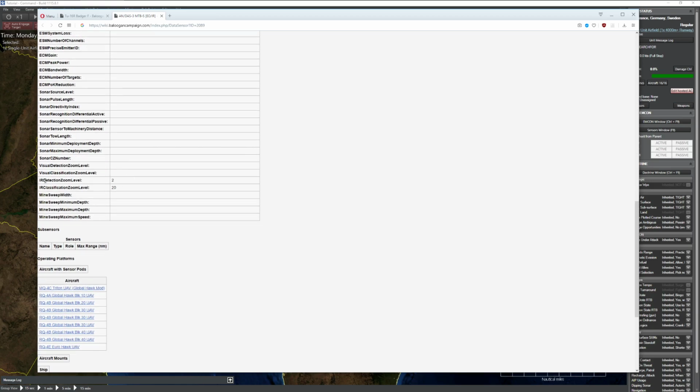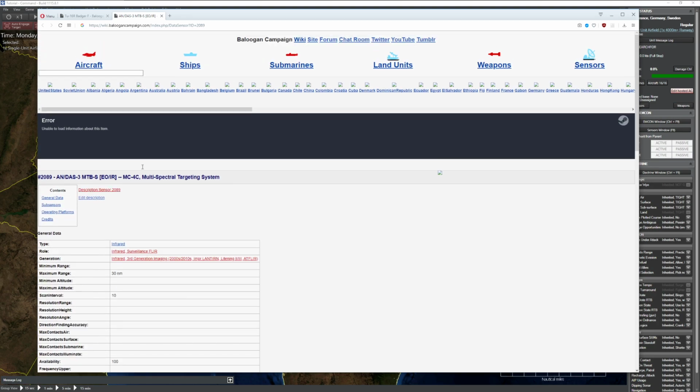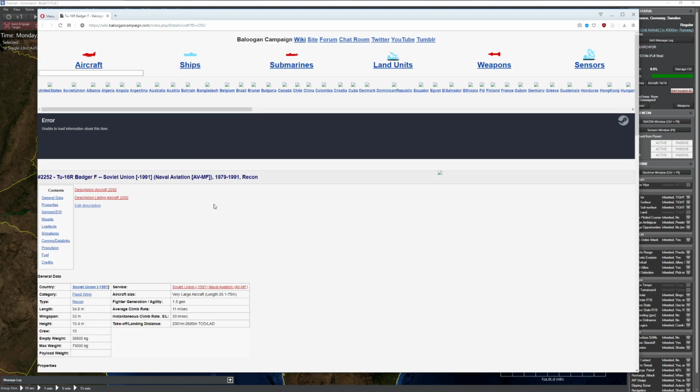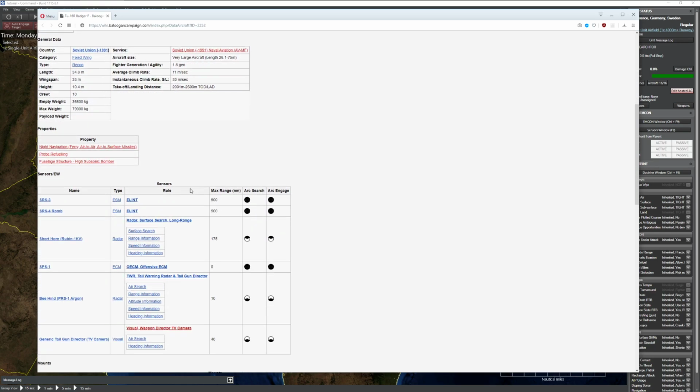Scrolling down here, you notice its detection zoom level is garbage. It's only times 2, so that tank is only visible at 1.2 nautical miles at night. However, look at its classification capability. If it sees it, it can classify it. So that's actually really effective. Let's go ahead and take a look at a classic Soviet Union asset as well, the Tupolev 16R.